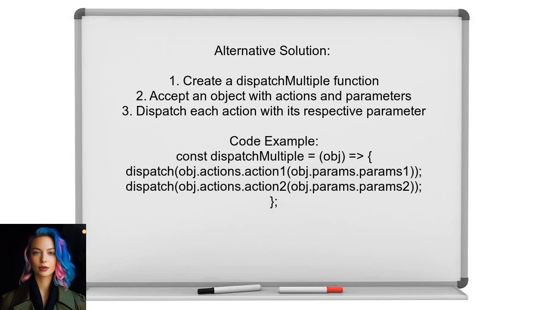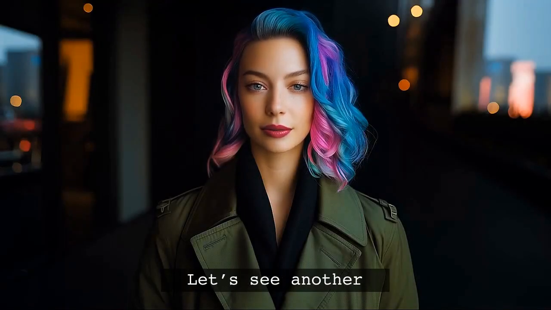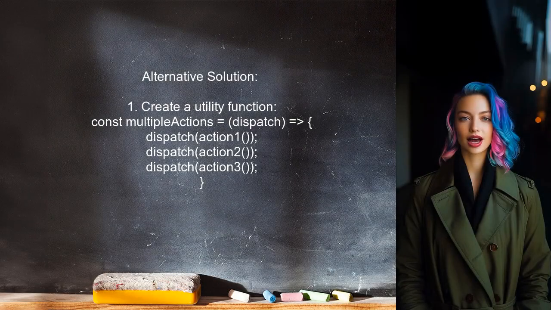One alternative approach is to create a function that accepts an object containing the actions you want to dispatch and their respective parameters. This function, called dispatchMultiple, will handle the dispatching of each action with the provided parameters. That's the end of that answer. Let's see another perspective.